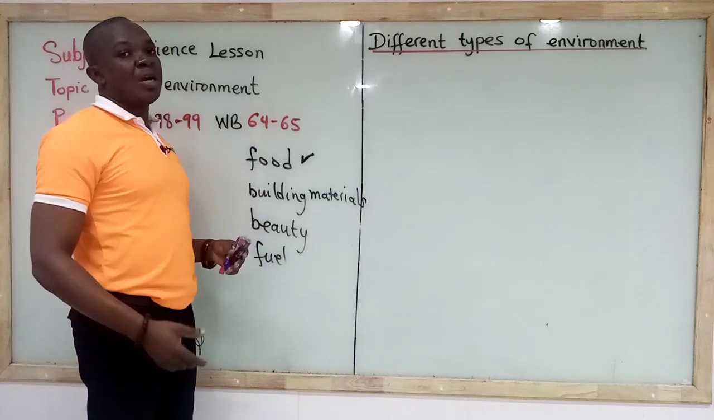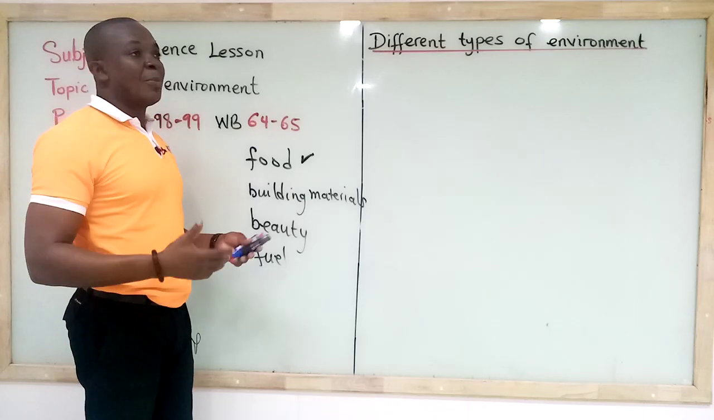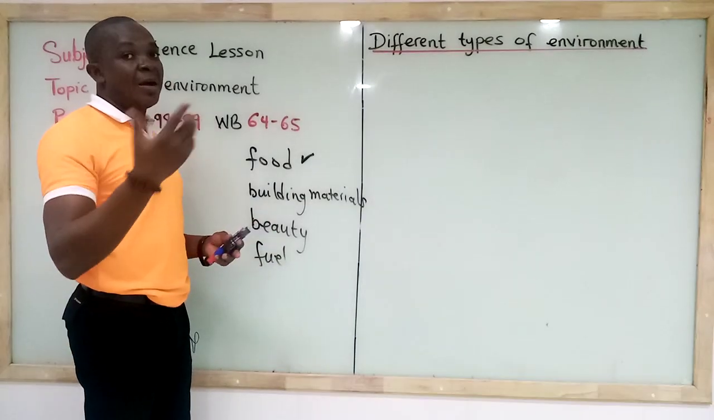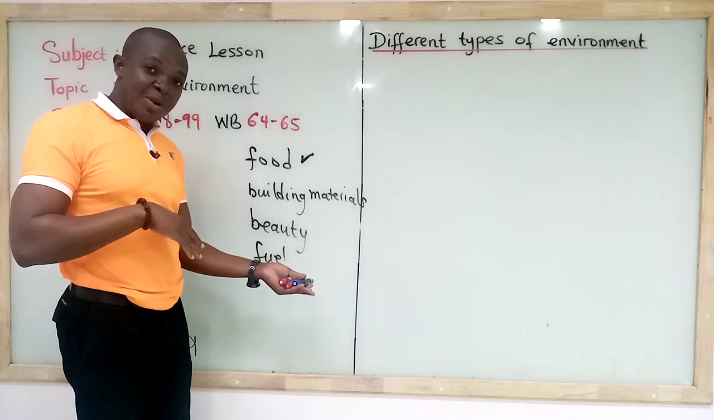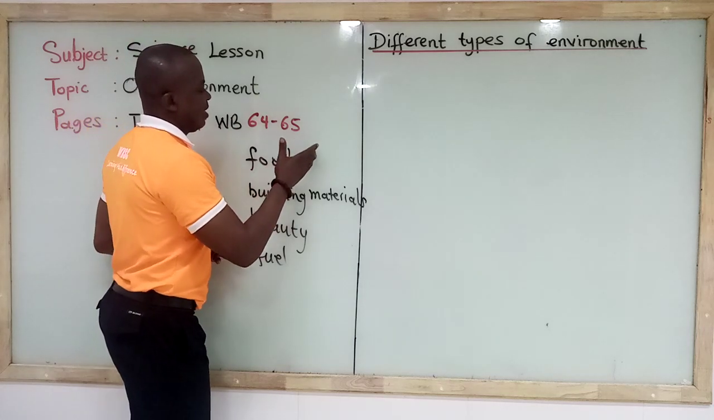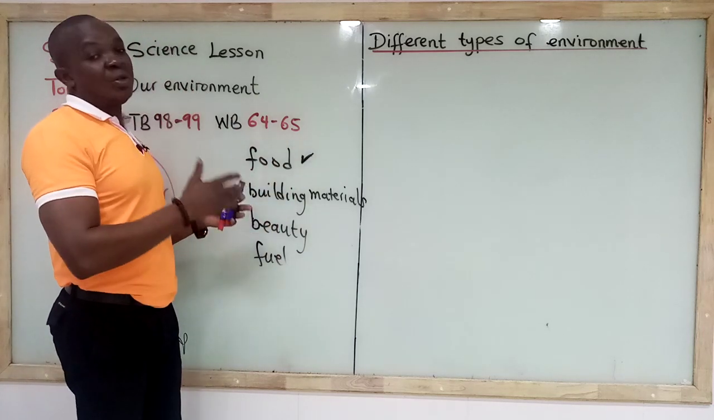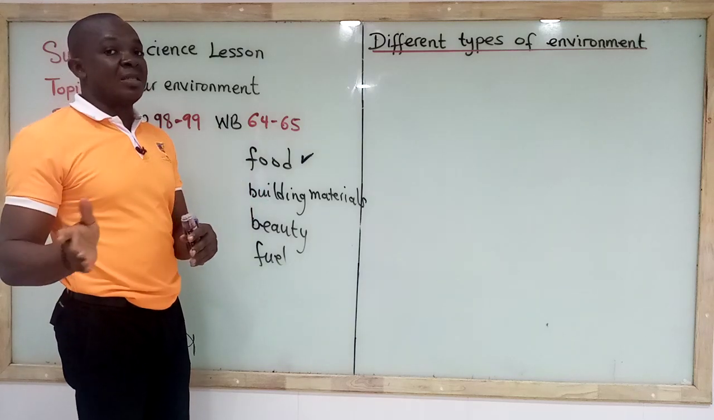Before predators, we talk about omnivores. Omnivores are organisms that eat both plants and animals. I hope you remember that. And carnivores are animals that eat only other animals. I hope you understand that.